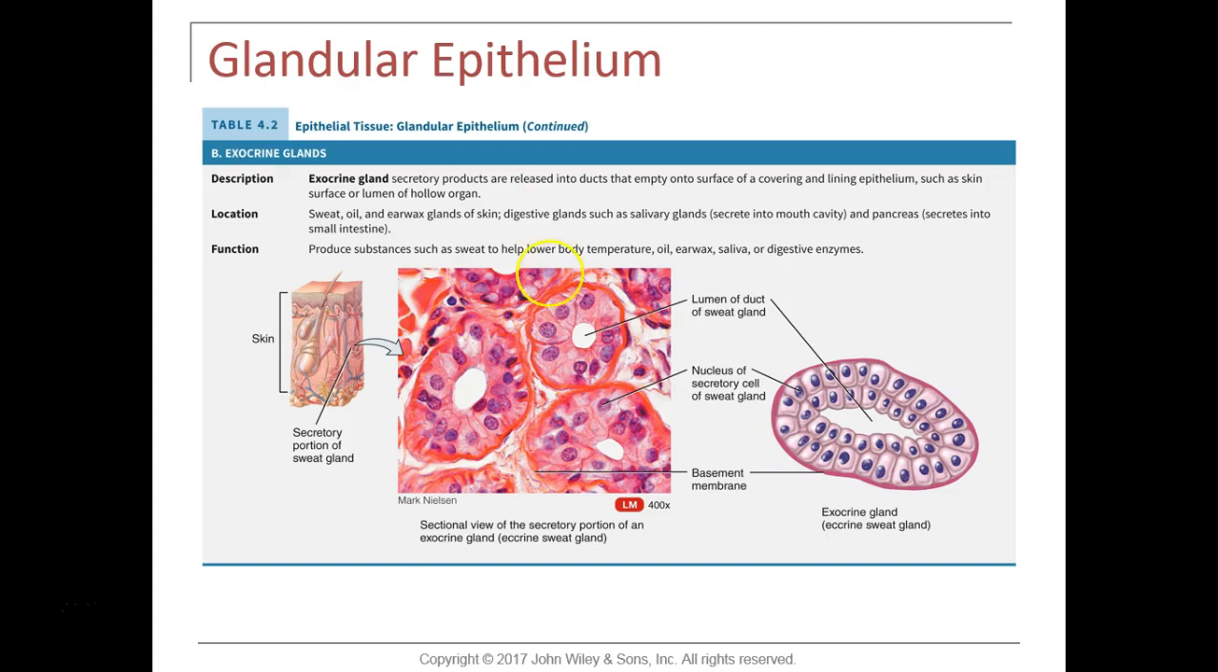So for instance, some of the types of exocrine glands in the body include sweat glands, oil glands, and glands that produce earwax in your ear. Those are called ceruminous glands. We have certain glands in our digestive tract, like your salivary glands that line your oral cavity, which produce saliva. The mammary glands. All of these are types of exocrine glands. And so we would have to name the product from each one of them specifically.